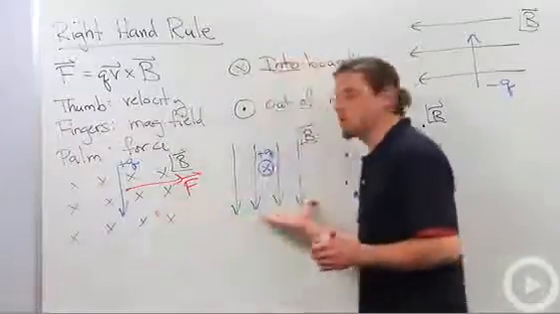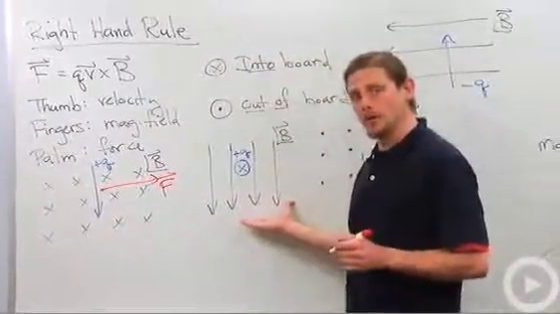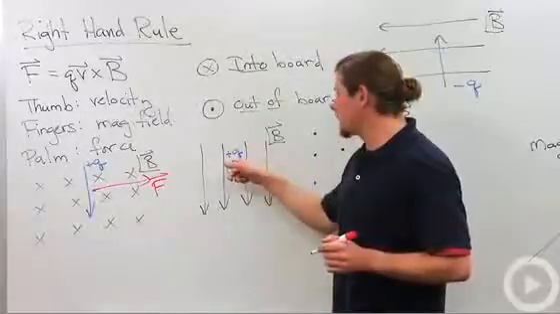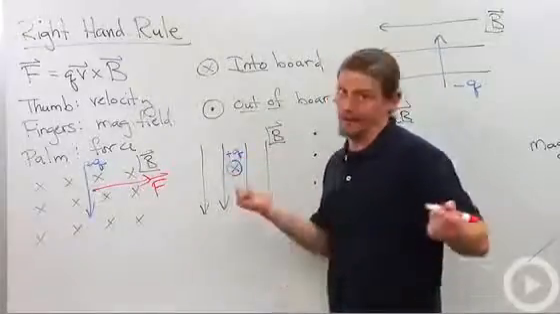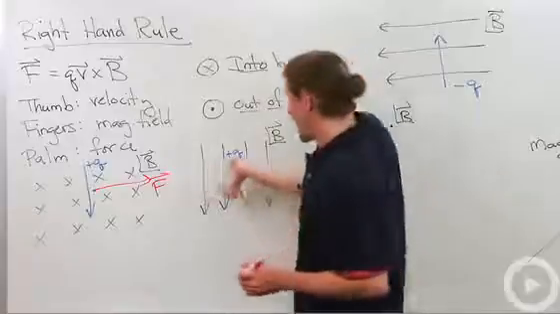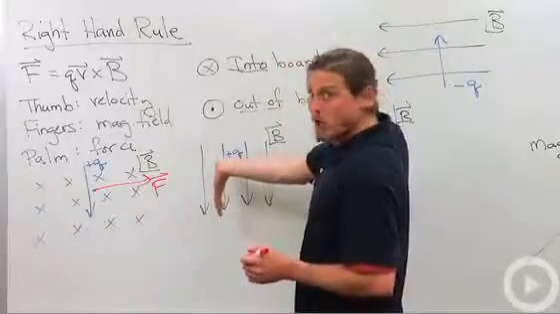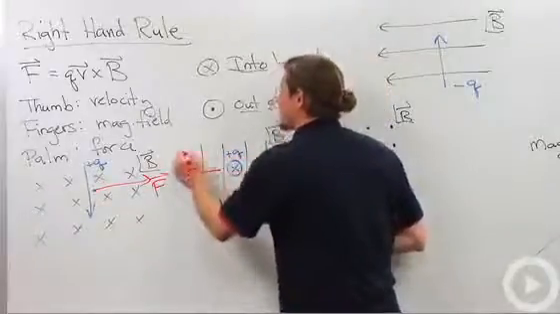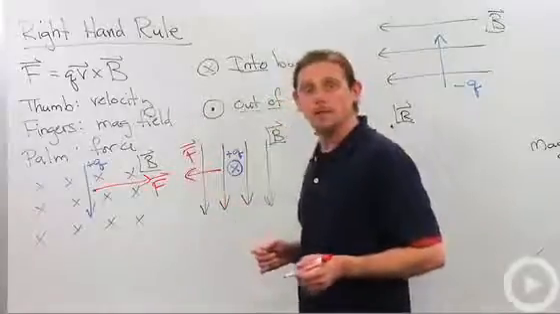All right, let's do this one. What about if the magnetic field is down, but the positive charge is going into the board? All right, thumb, fingers, and now I've got a force that's directed to the left.